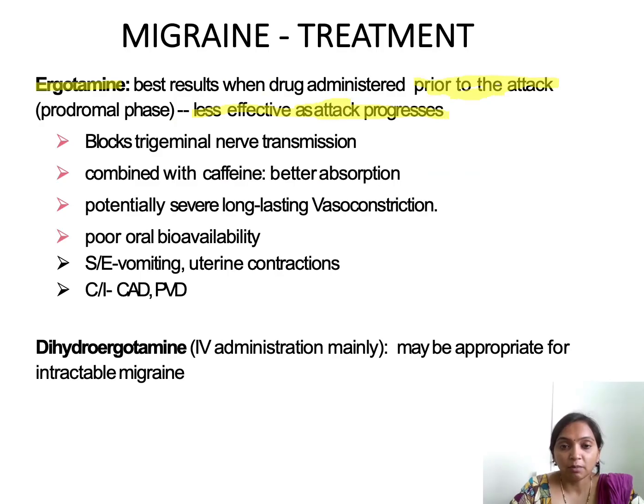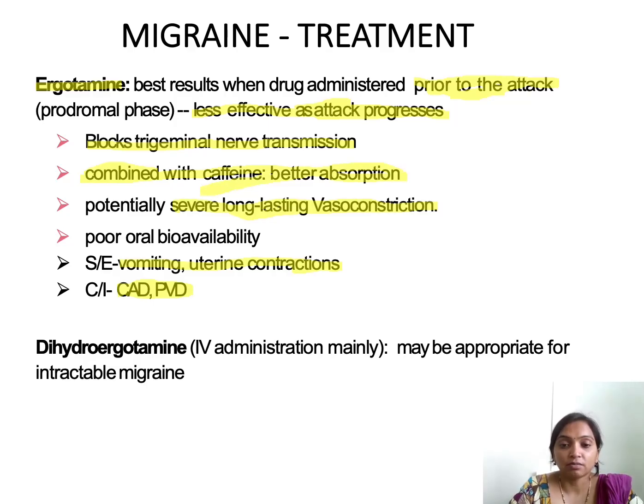So they also act by blocking the trigeminal nerve transmission. It can be combined with caffeine for better absorption, and potentially severe long lasting vasoconstriction can also be produced with these drugs. It has poor oral absorption, that is why it is combined with caffeine. Vomiting and uterine contractions are its side effects. It is also contraindicated in case of coronary artery disease and peripheral vascular diseases.